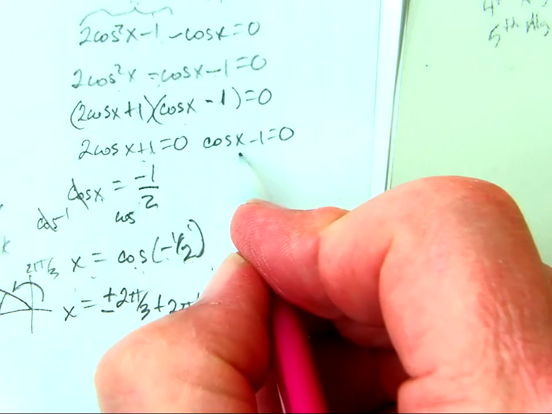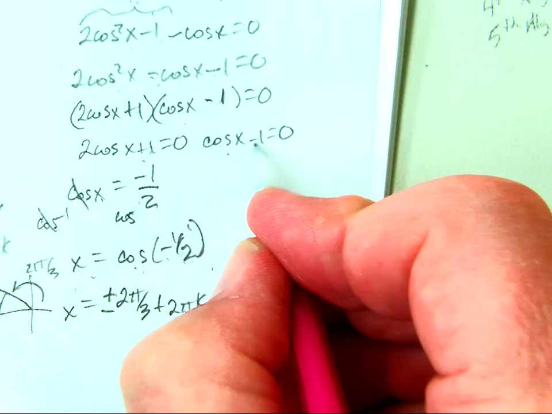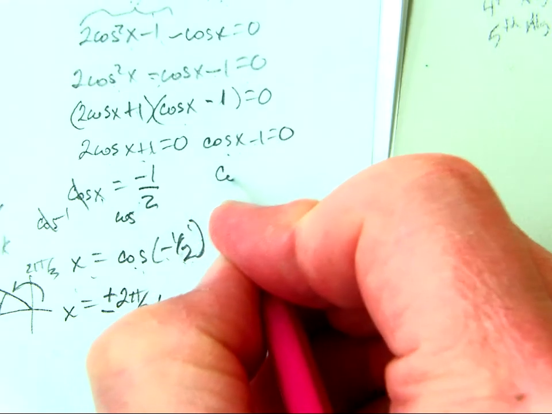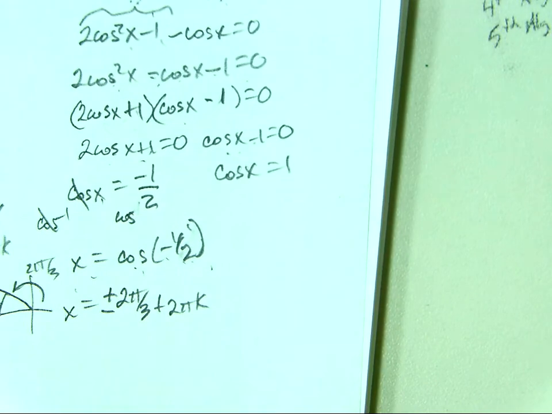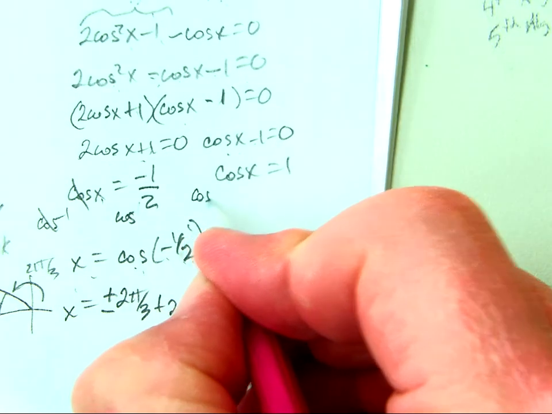Now let's go to the other one. Cosine x minus 1 equals 0. Again, there's a single trig function. We need to isolate it, so we need to move the 1 to the other side. Now, the next thing to get rid of is cosine, so we do the inverse cosine.